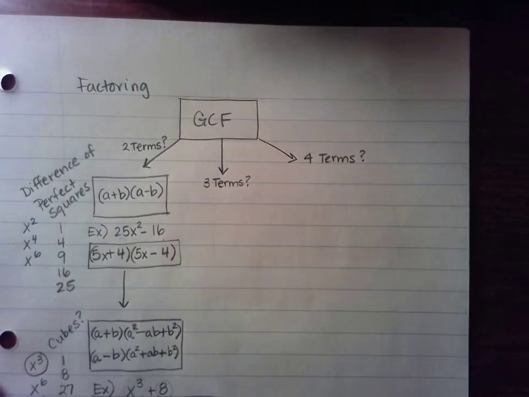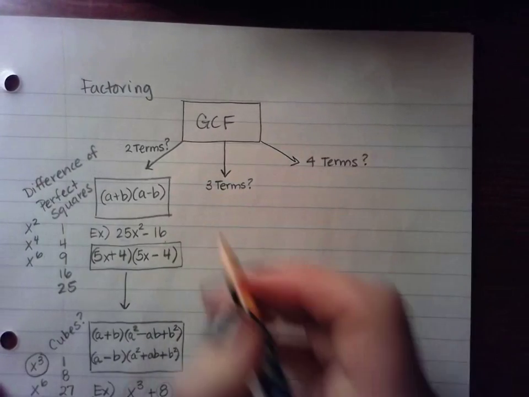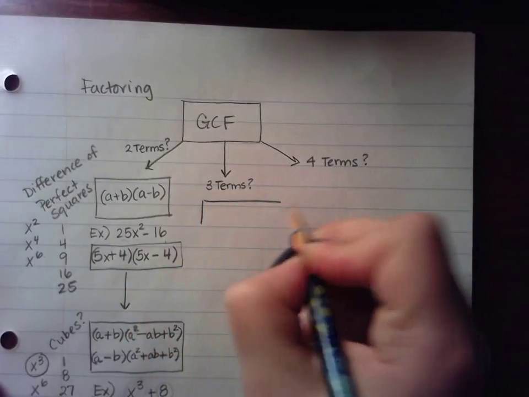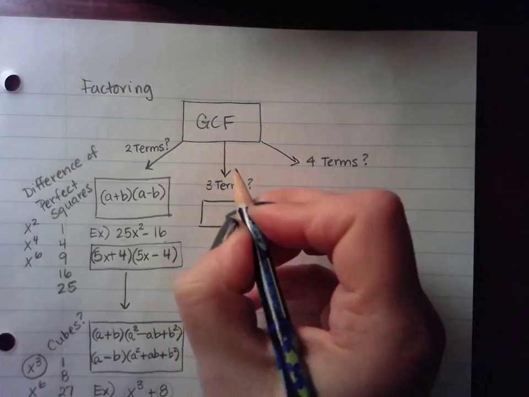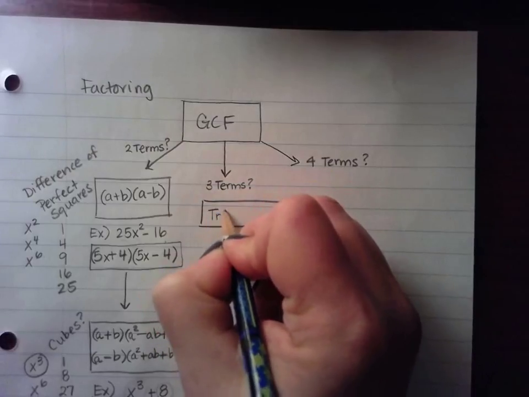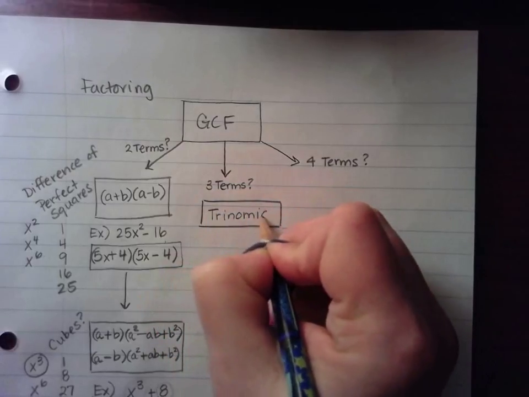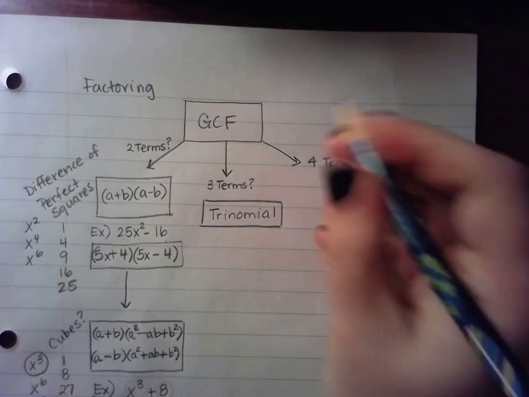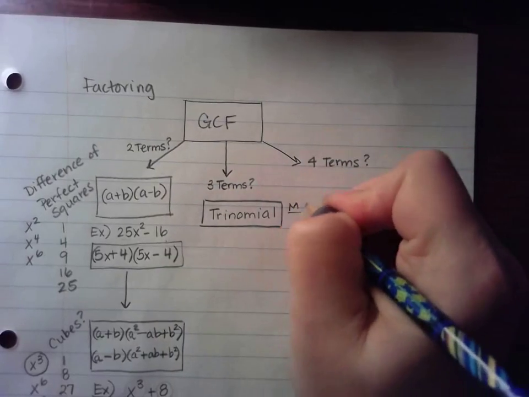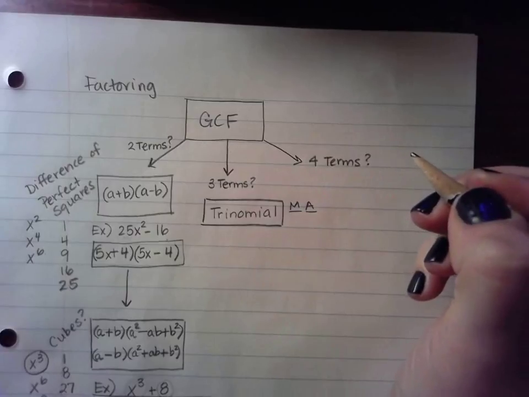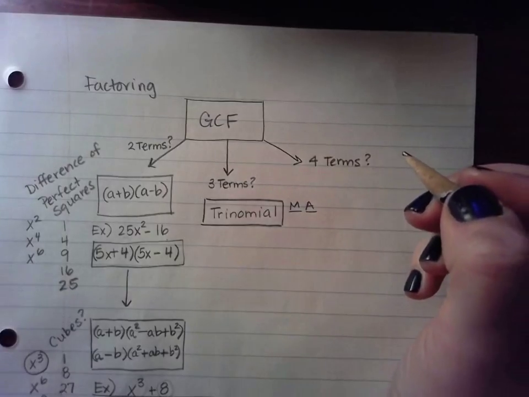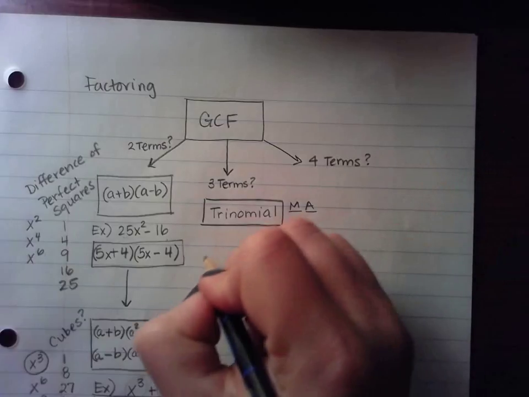Now, if you have 3 terms, then we need to do another method. This method is trinomial method. So, trinomial method is the one that has the m and the a. Okay? So, you always check for a GCF, and then after that, go ahead and do trinomial method if possible.